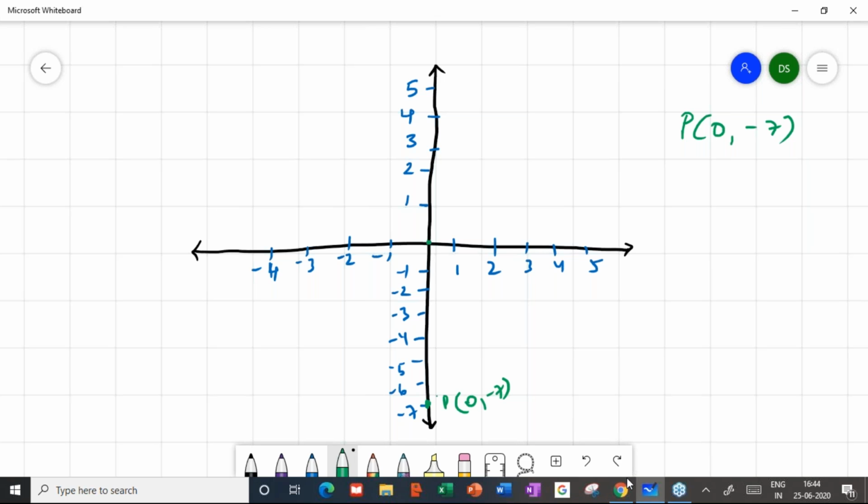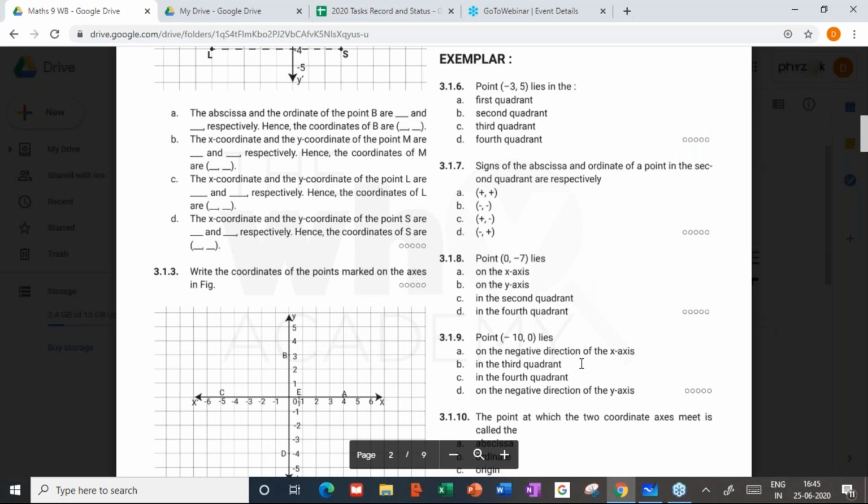0, comma minus 7. So where does it lie? On the y-axis. Clear now? Netri, your answer is what? I don't know. But if you have written y-axis, it's right. So now tell me the second one.